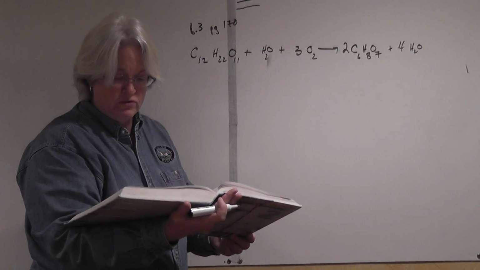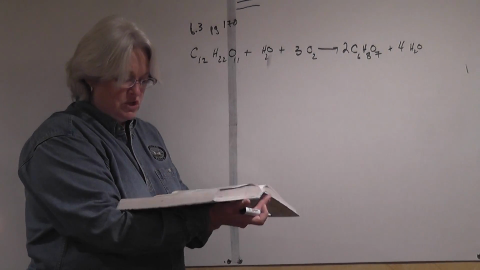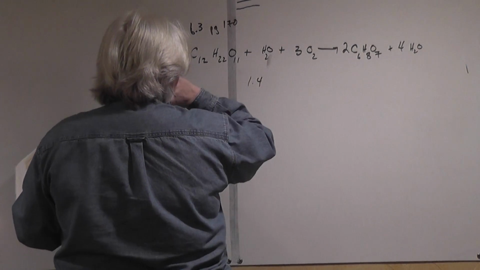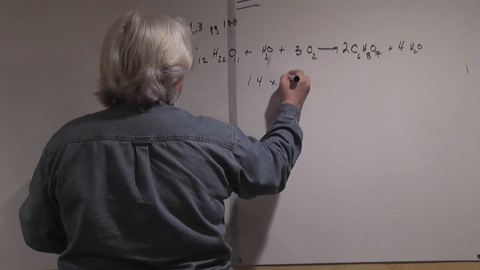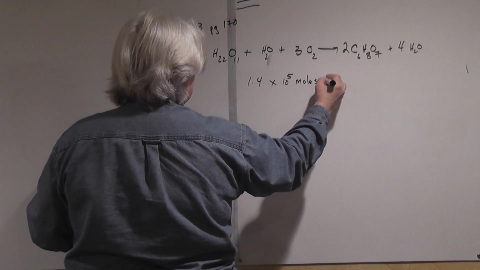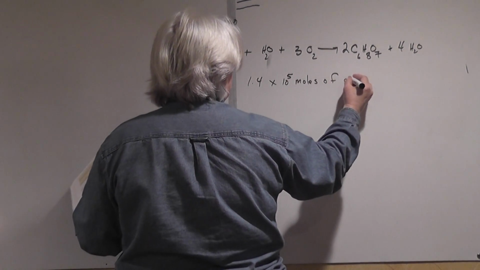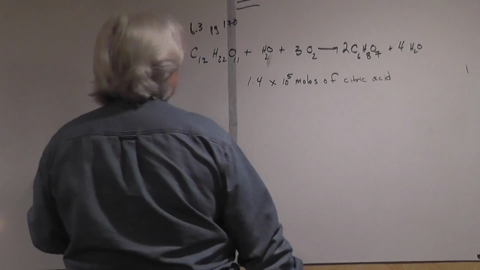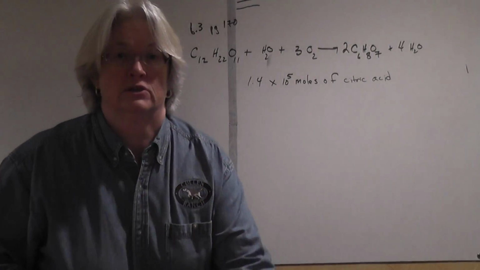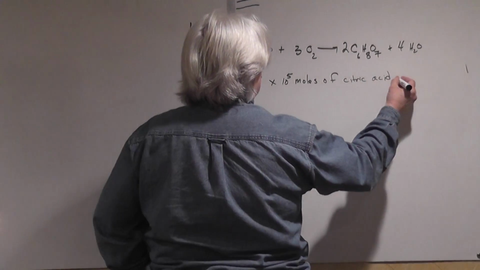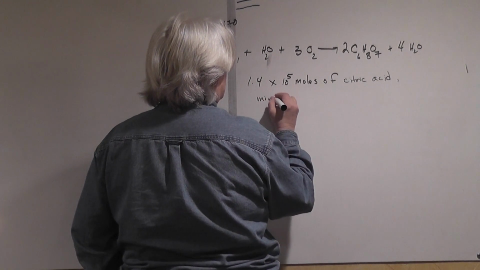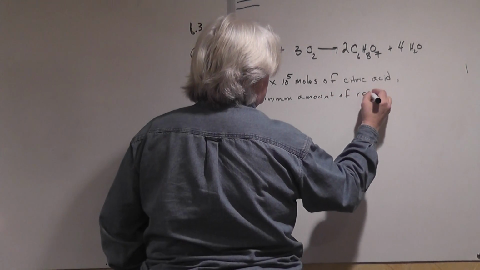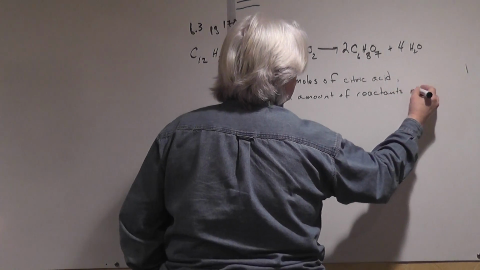The question says, a fruit drink manufacturer decides she needs 1.4 times 10 to the 5th moles of citric acid. What is the minimum amount of reactants that she will need? Minimum amount of reactants necessary.